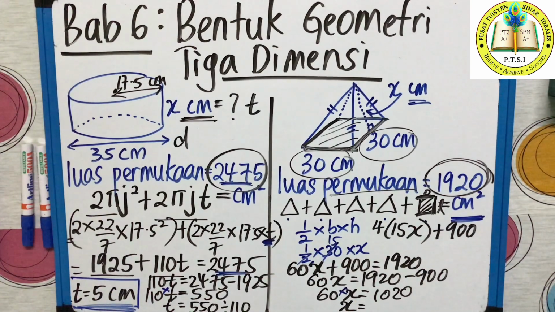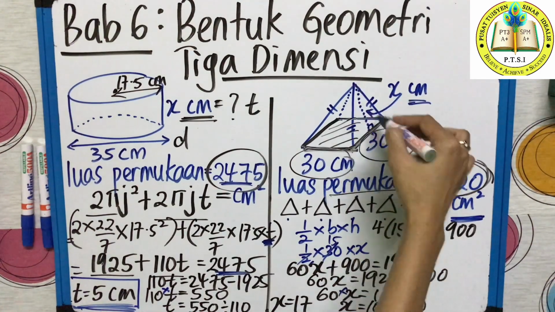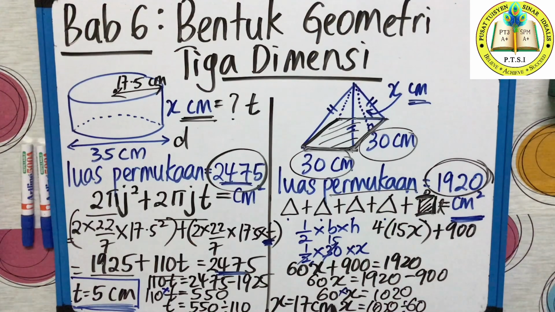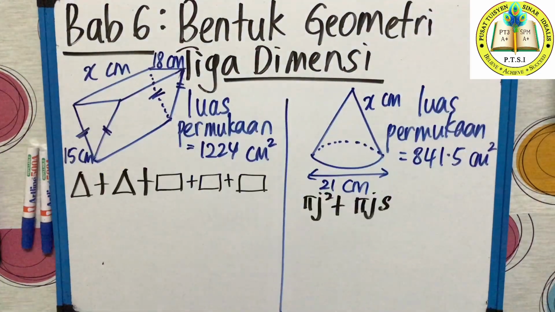So go there must be divide. So 1020 divide by 60. You can put over 60. So bahagi 60 kamu dapat 17. So the x value equal 17. And yang ini tinggi kan cm. So you put cm. So the final answer, x is equal to 17 cm. Finish. So jelas kelas, ini luas permukaan silinder, ini luas permukaan piramid.